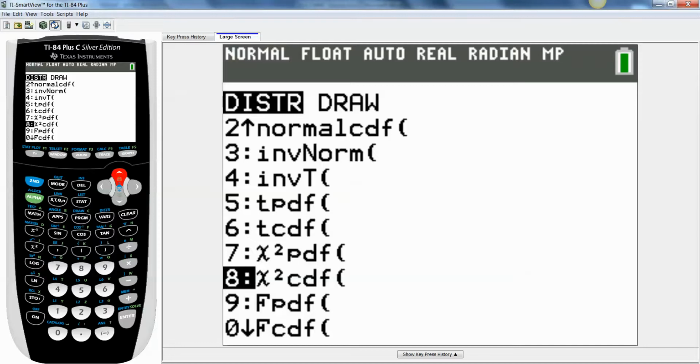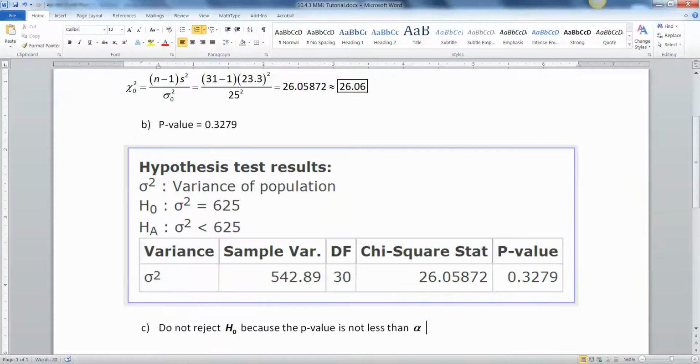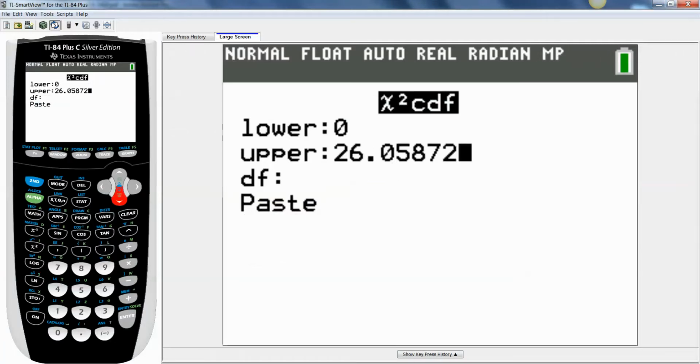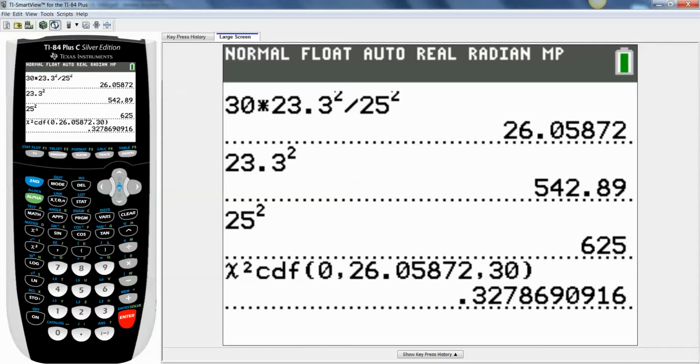I'll show you. Okay, so you'll grab the chi-square CDF because it's a cumulative distribution function. You want to tell it that its lower is 0, because for the chi-square distribution the low end is always 0. Because you squared a distribution, you can never get lower than 0. And you want to get up to your test statistic, which was 26.05872. And your degrees of freedom is 30. Not your sample size, but your degrees of freedom. And there it is, 0.3279.